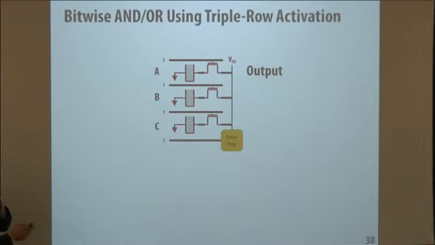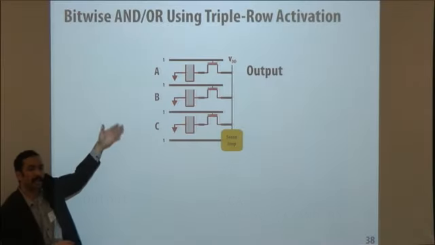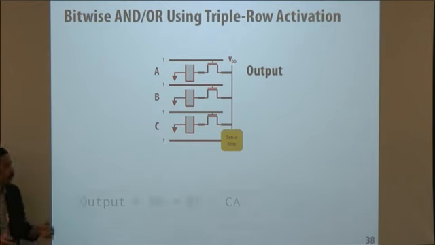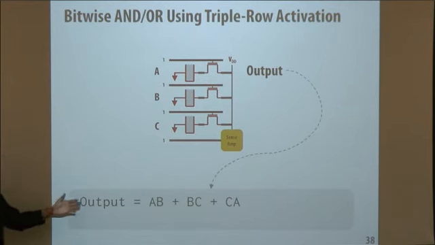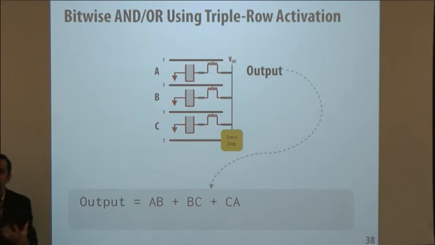Now if you look at this particular operation, let's say the final state of the bit line is the output, and let's use A, B, and C to denote the initial states of the 3 cells. We can write the final state as AB plus BC plus CA. This is essentially the majority function. If at least 2 cells are fully charged, my final state will be 1. Otherwise, my final state will be 0.